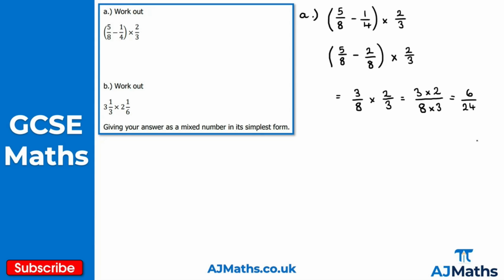And it doesn't ask for it in its simplest form, so we could leave the solution like that. But we do want to simplify this here. 6 over 24, that's the same as 1 over 4. Okay? We get 1 over 4 there. And there we have it. So that's the solution to A.